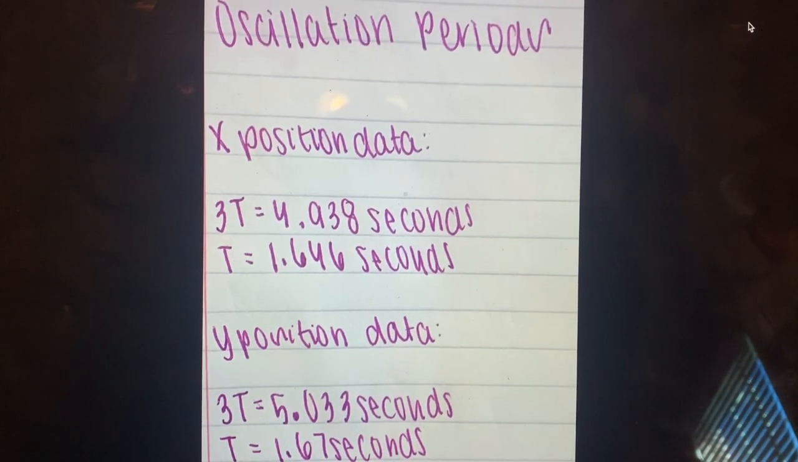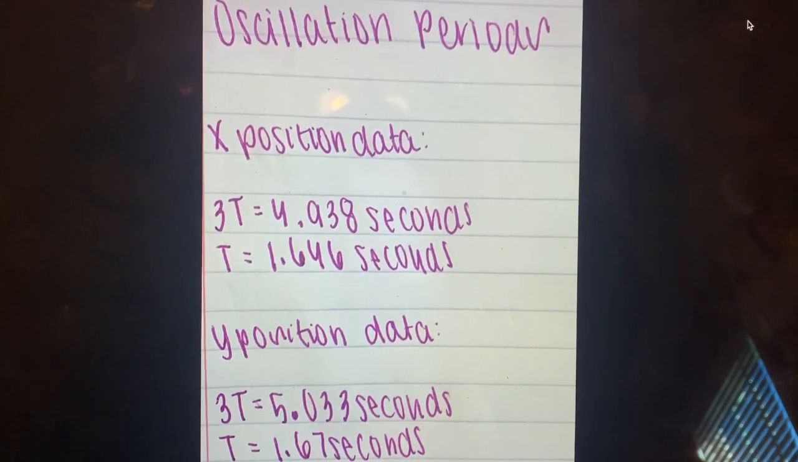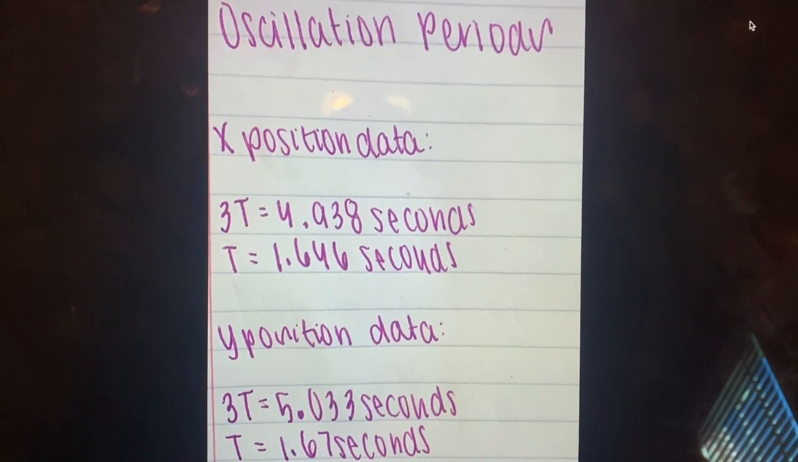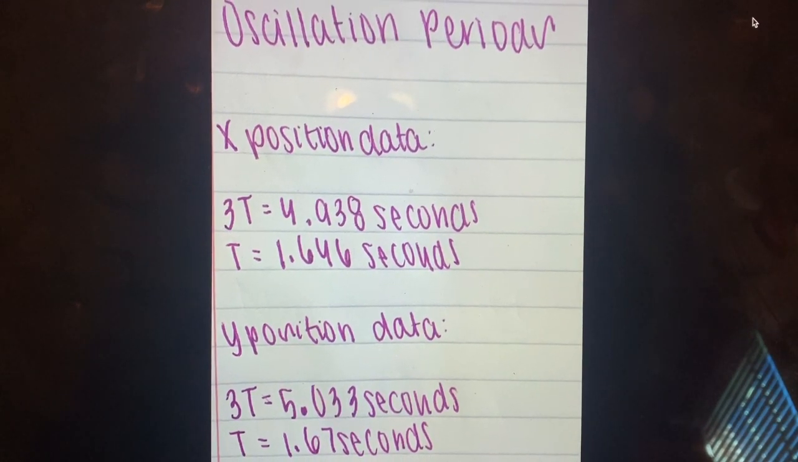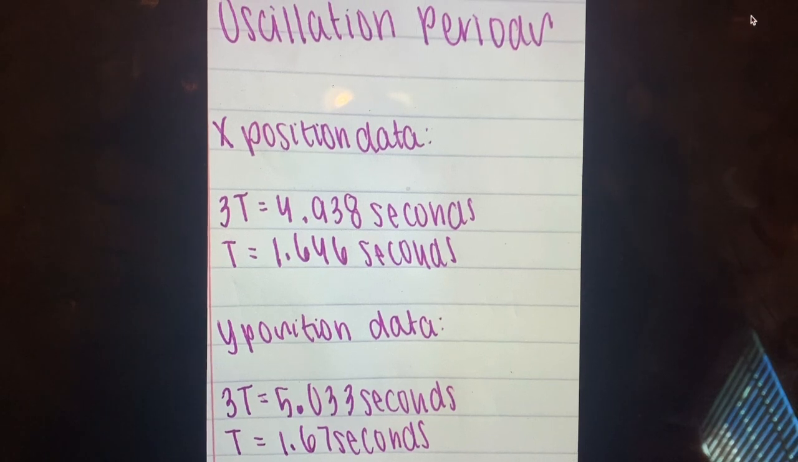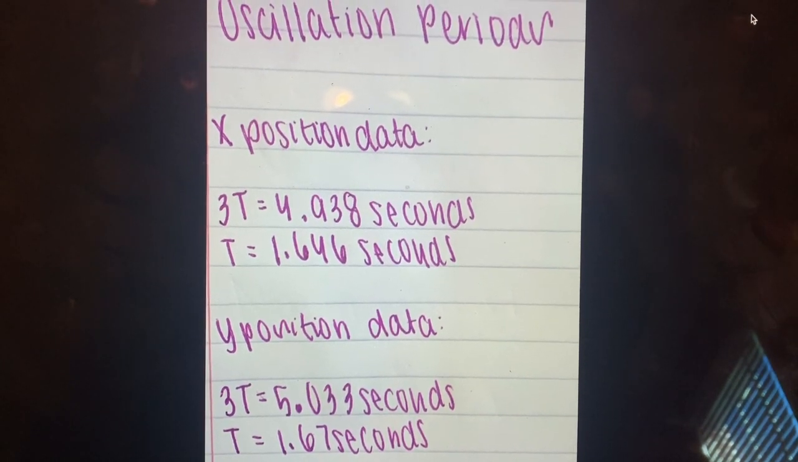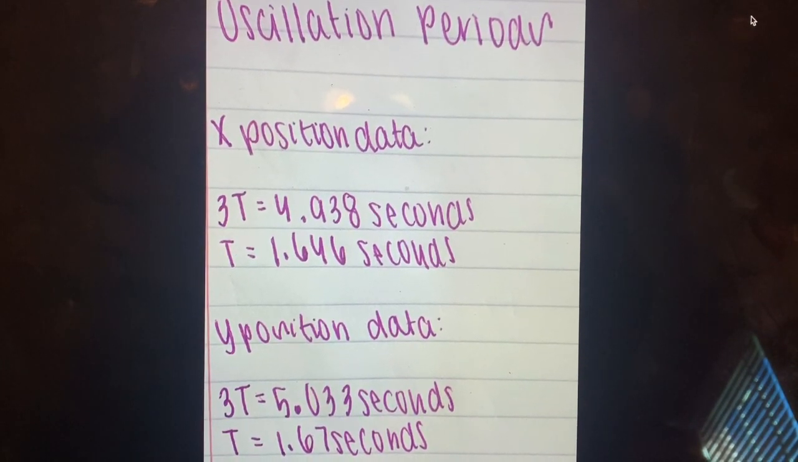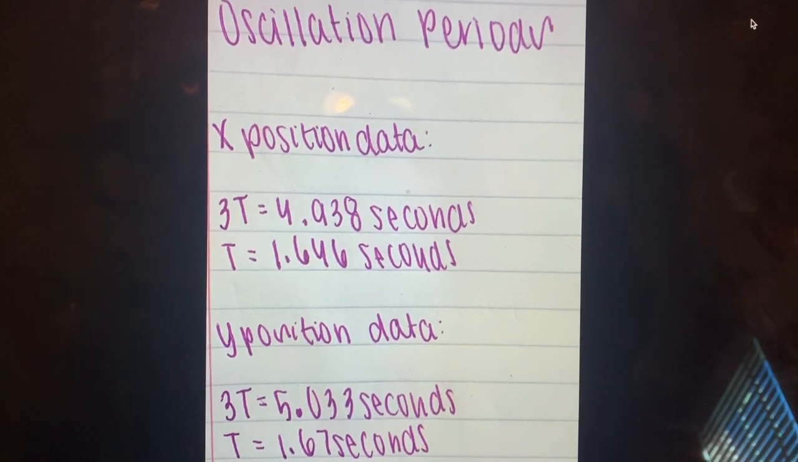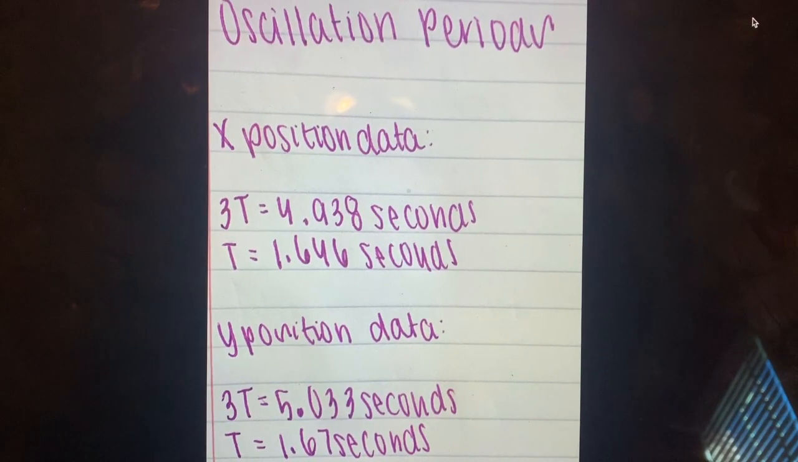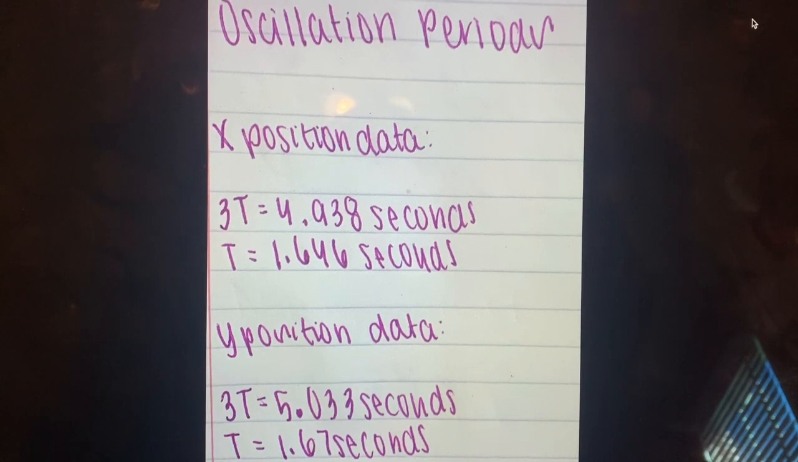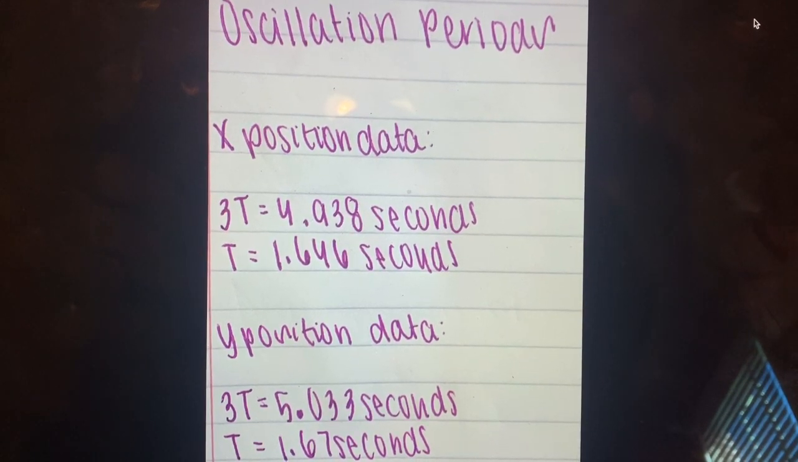When estimating how long one oscillation takes for the attached mass to complete, it is important to analyze both the x and y position data. When using the x position data, it is estimated that one oscillation takes 1.646 seconds. However, when using the y position data, the time for one oscillation is estimated to be 1.67 seconds.